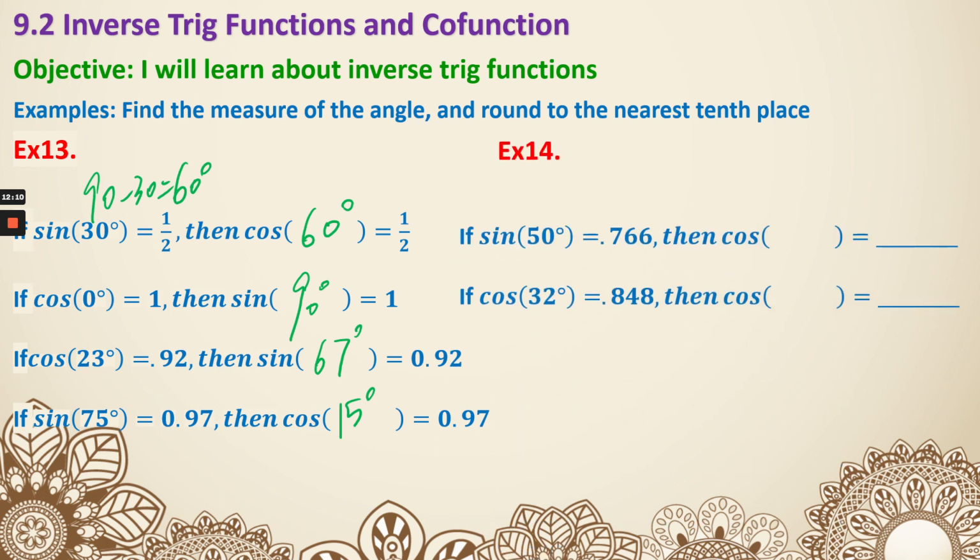And example 14, we're just going to write the whole thing by ourselves. Since we know sine 50 is 0.766, we're going to have the same value for cosine, 0.766, and the angle needs to be complementary, so 40 degrees. Next is going to be 0.848, and the sine is going to be complementary for 32 degrees, which is 58 degrees.